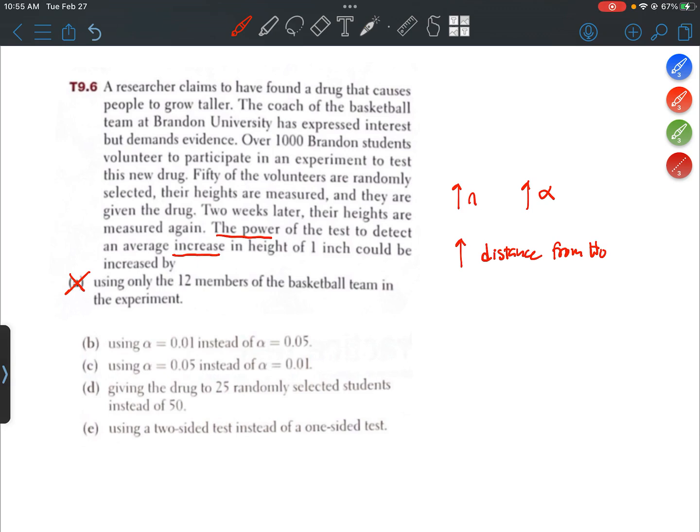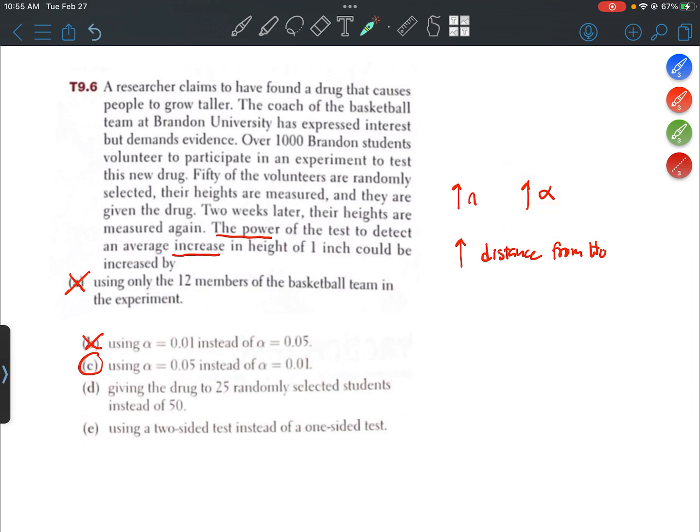B says use a 1% significance level instead of a 5% significance level. Well, a lower significance level lowers the power. A higher significance level raises the power. And that's precisely what option C says. Use 5% instead of 1%, because a higher significance level will increase the power.